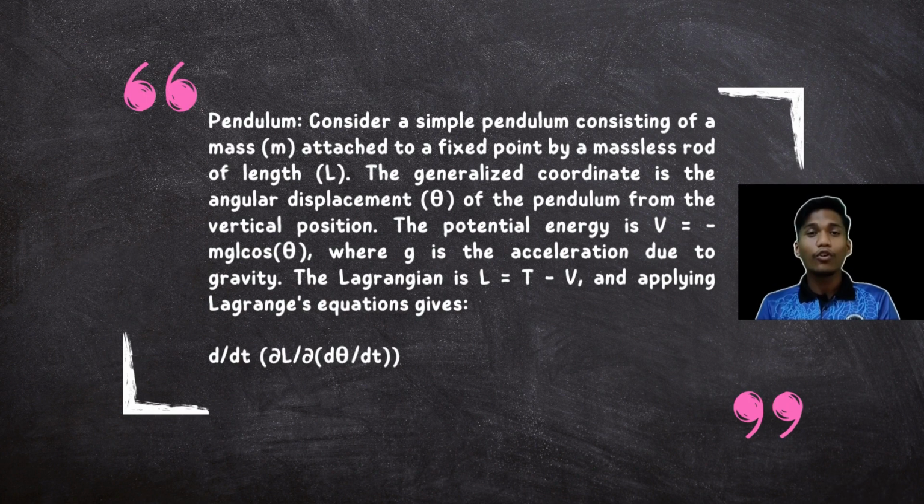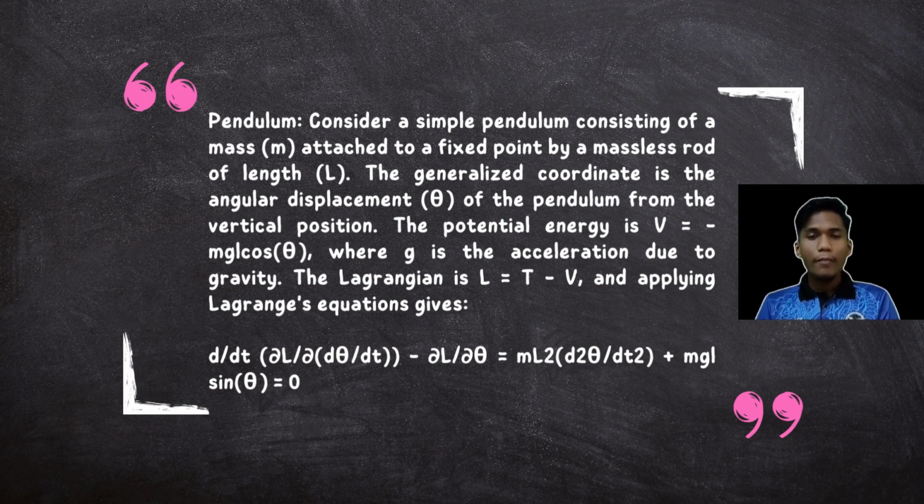Thirdly, pendulum. Consider a simple pendulum consisting of a mass attached to a fixed point by a massless rod of length l. The generalized coordinate is the angular displacement theta of the pendulum from the vertical position. The potential energy V equals negative mgl cos theta, where g is the acceleration due to gravity. The Lagrangian L equals T minus V, and applying Lagrange's equation yields d/dt (∂L/∂(dθ/dt)) minus ∂L/∂θ equals ml² d²θ/dt² plus mgl sin theta equals 0.